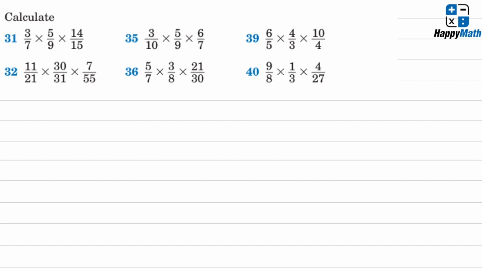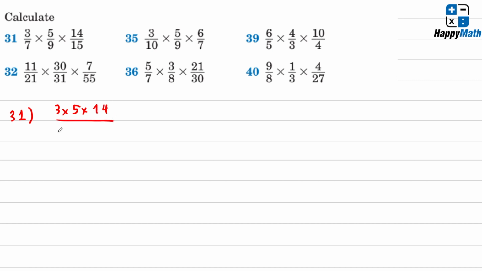Continue learning about fraction multiplication. You can see the screen here. You have 6 questions and you have 3 fractions multiplied together. Question 31, you can see that you can rewrite it like this.